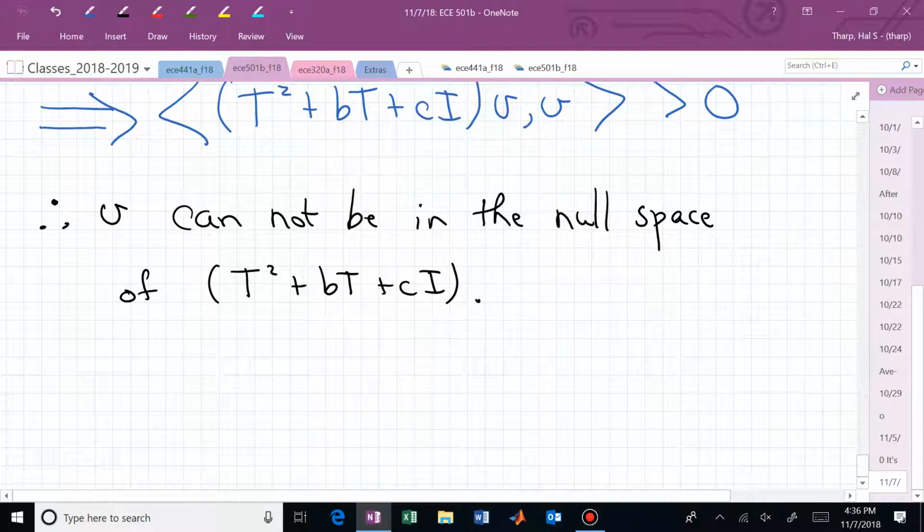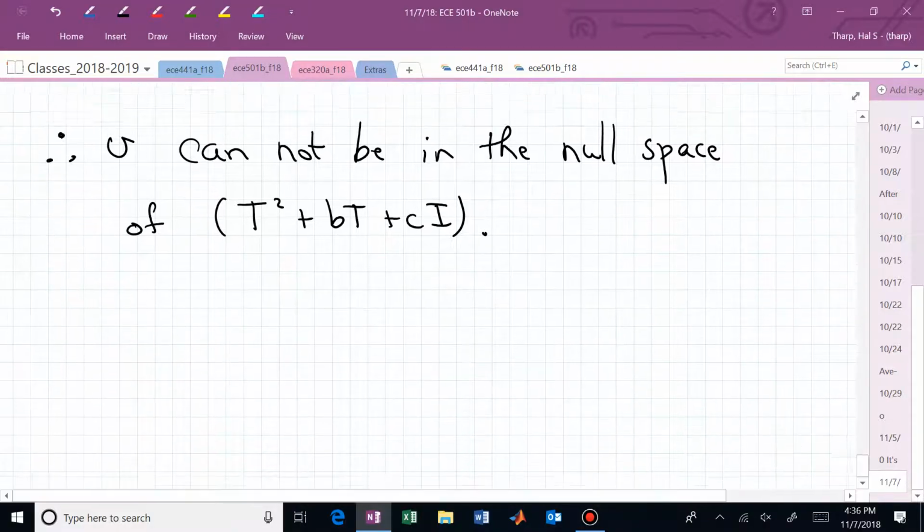What's that say? Therefore, this vector v cannot be in the null space of that quadratic expression. V cannot be in the null space of t squared plus bt plus ci. And v was any vector. So now if v is any vector, what's that tell us about that operator? If it has a trivial null space, it does not possess a non-trivial null space. That means it's injective, isn't it? And it's an operator.